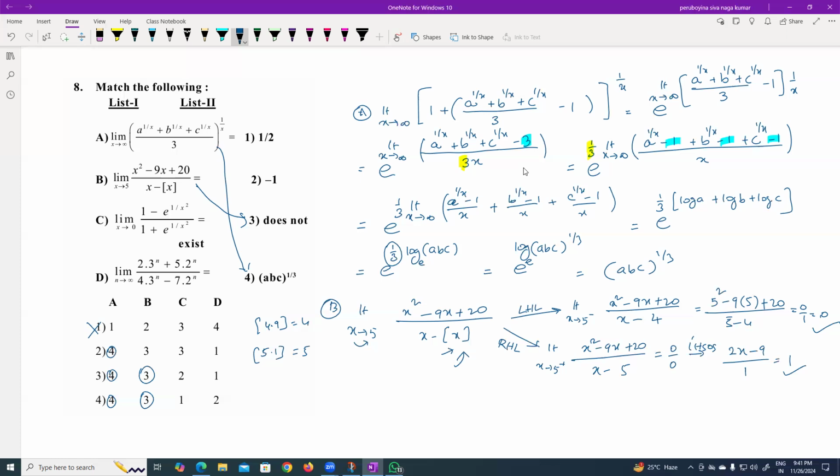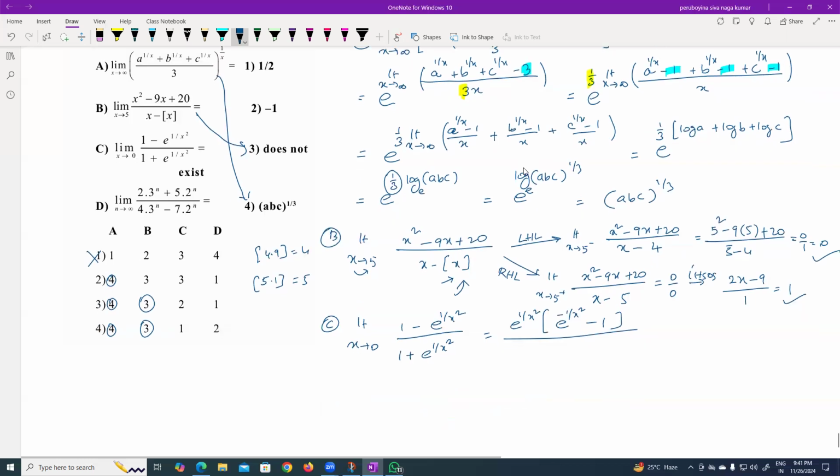Okay, next problem we will solve. Problem number C. So here it shows limit x tends to 0, 1 minus e power 1 by x square divided by 1 plus e power 1 by x square. I already told you how to solve this. Take e power 1 by x square common in the numerator. So that in the place of 1, what should you write? E power minus 1 by x square minus 1. Okay. Because you took common.